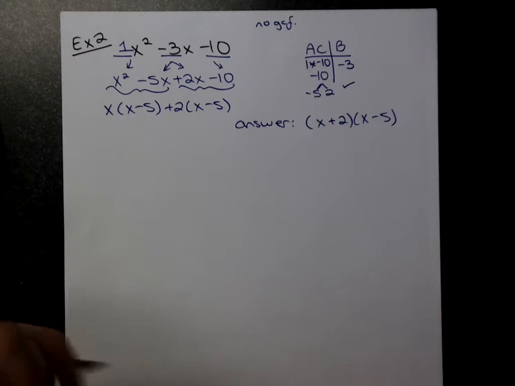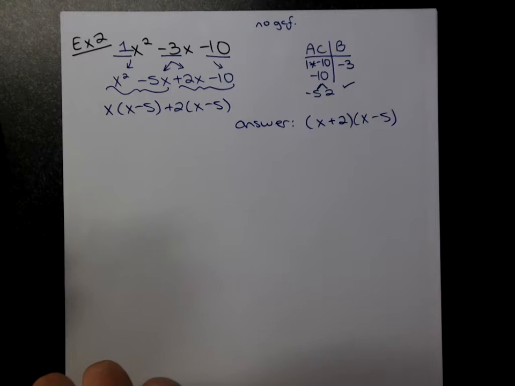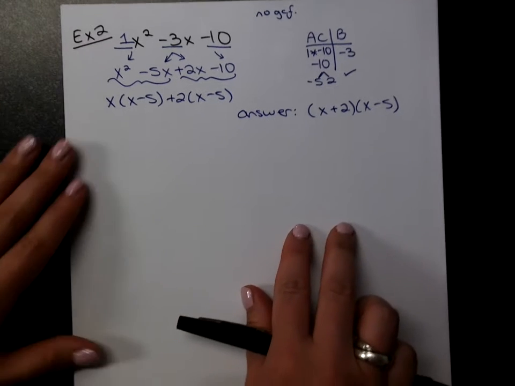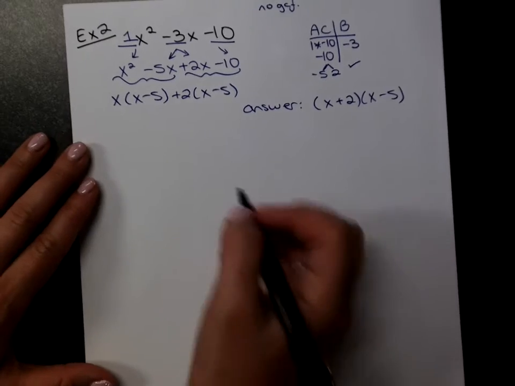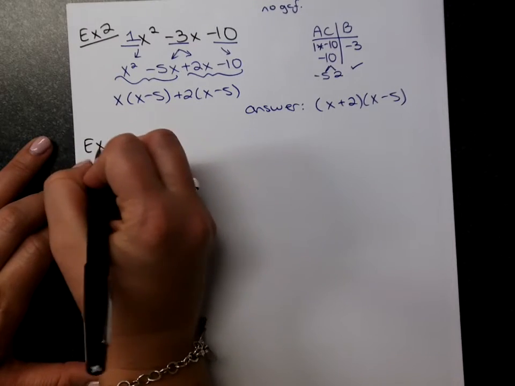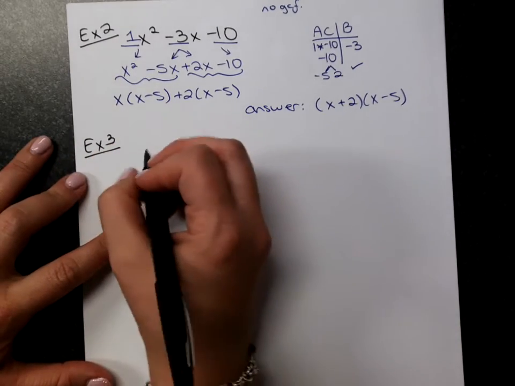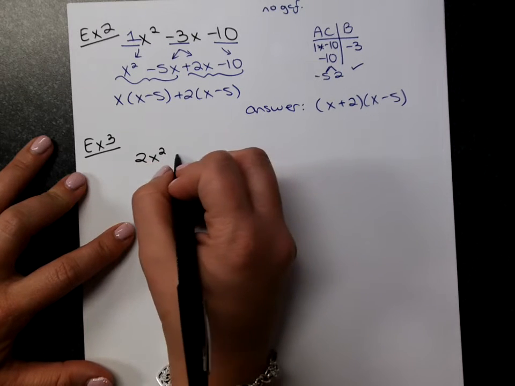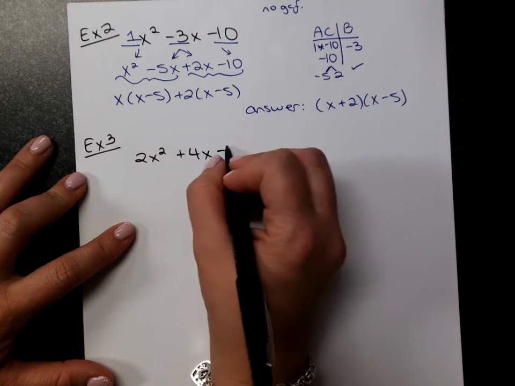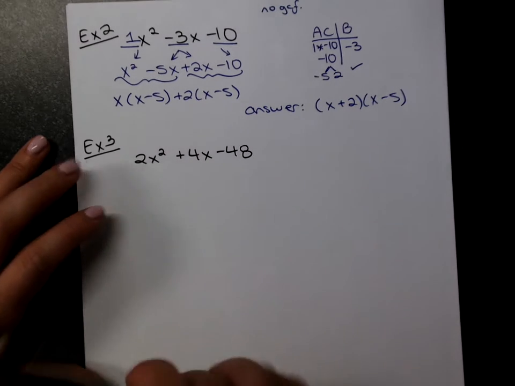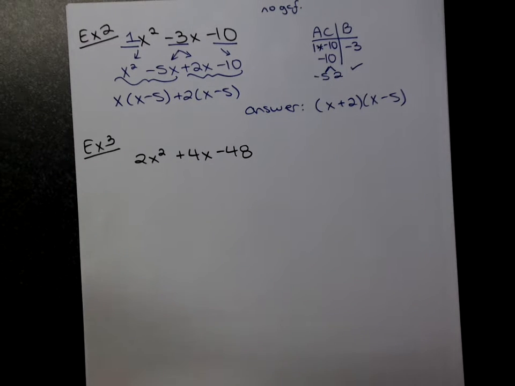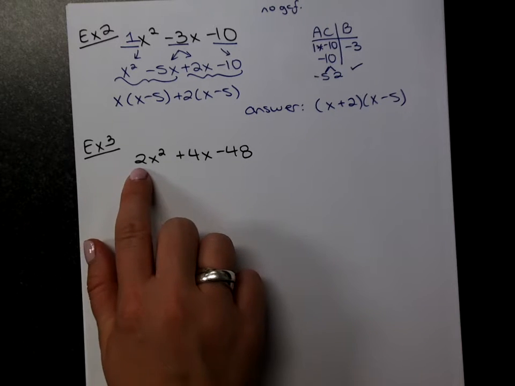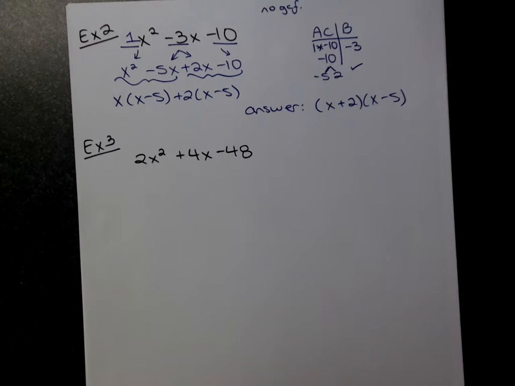Let's do this a couple more times. And then some of you are noticing a pattern, and I'll talk about that pattern. And if you don't notice it, that's totally fine. Let's do another one. Example 3. This time we have 2x squared plus 4x minus 48. If you want to try this one, you can pause the video. If you're a little nervous because the coefficient is a 2, you can just watch me, and then I'll give you another one to do on your own.